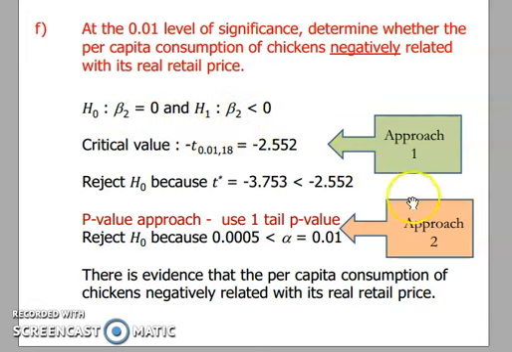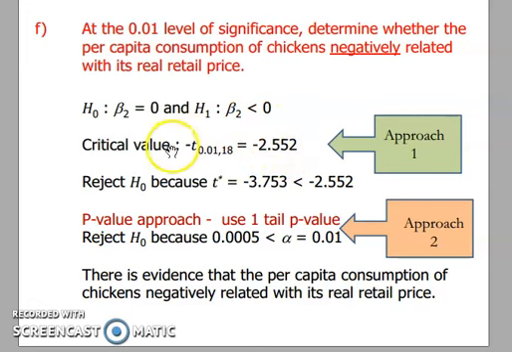Still you can use two approaches. One is using the critical value approach. Another one is using the p-value approach. Here you can get the critical value, minus t at the alpha level, so you don't have to divide by 2, just straight away use 0.01, and the degrees of freedom is going to be 23 minus 4 minus 1, so it's going to be 18, and then you get the critical value of minus 2.552.